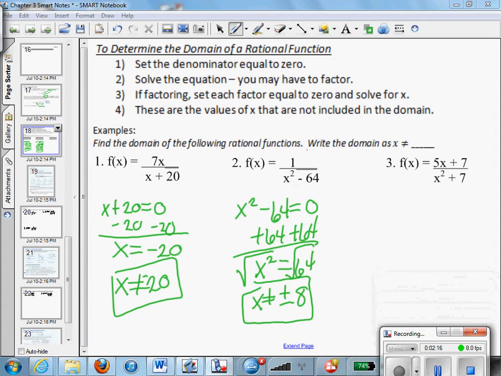And finally, for number 3, x squared plus 7. Notice that with a subtraction, x squared minus something could give you 0. But when we have a plus and an x squared, anything squared is going to be positive, and adding a positive to something that's not negative is going to give you a positive. If you set the denominator equal to 0, you're going to get imaginary numbers, so the domain is all real numbers, because the denominator can never be 0.